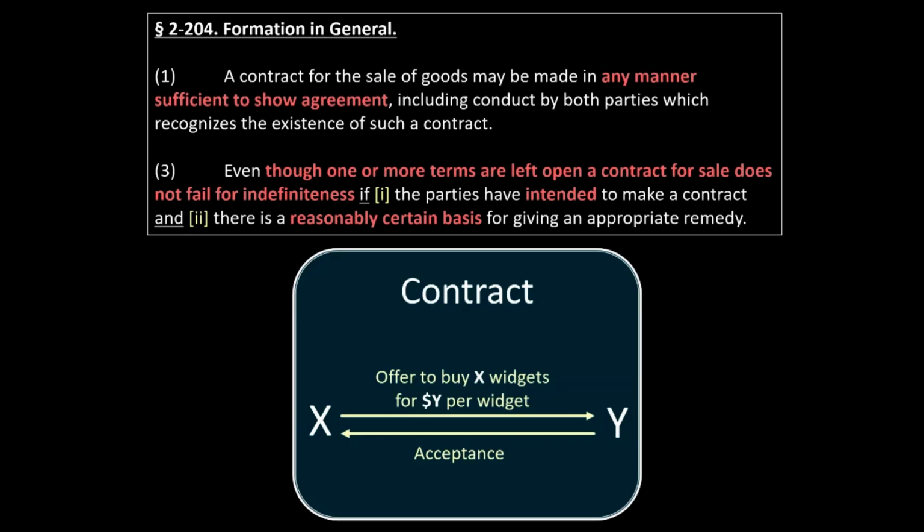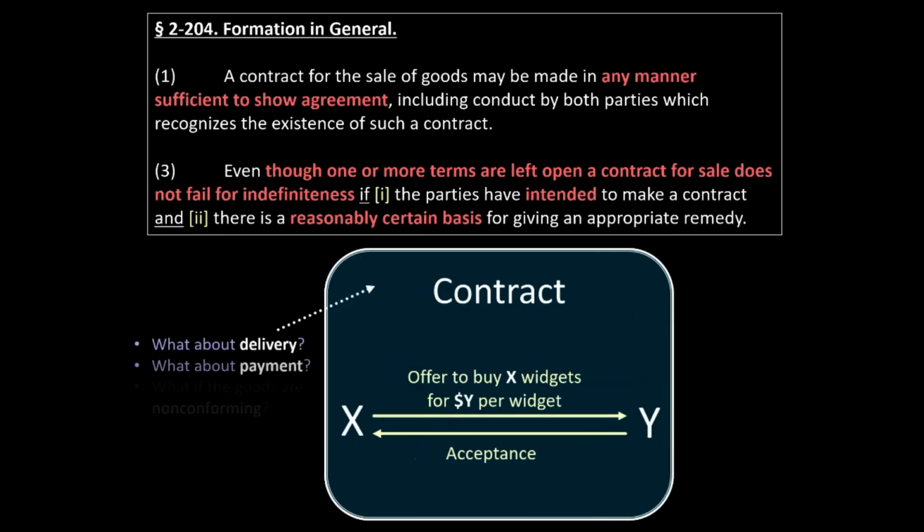For example, delivery and payment terms. When is delivery due? When is payment due? What happens if the goods fail to conform to what the buyer asked for? If the law required contract parties to address every single possible issue relevant to their deal before a legally enforceable contract is formed, the law would hinder the ability of parties to make and enforce contracts. And thankfully, the law does not require this level of detail.